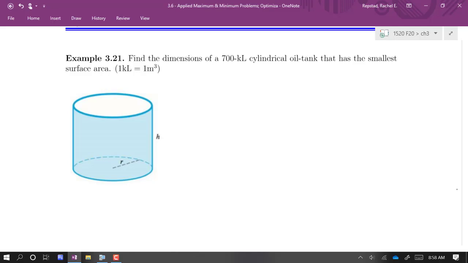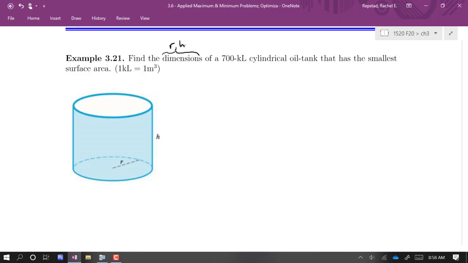Now I'm going to make what I think is a reasonable and good assumption that this oil tank does not have an open top. It's not just oil sitting out uncovered. So this cylindrical oil tank has a solid bottom and a solid top. If we want the dimensions, that means we want to find the value of the radius of the base and the height. So our goal is to find r and h.